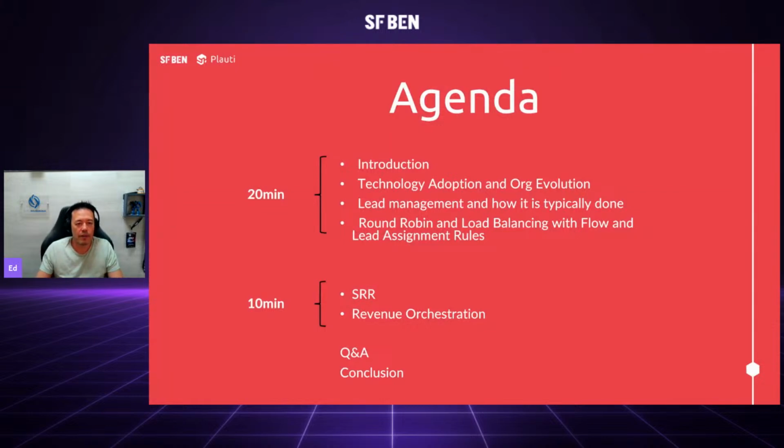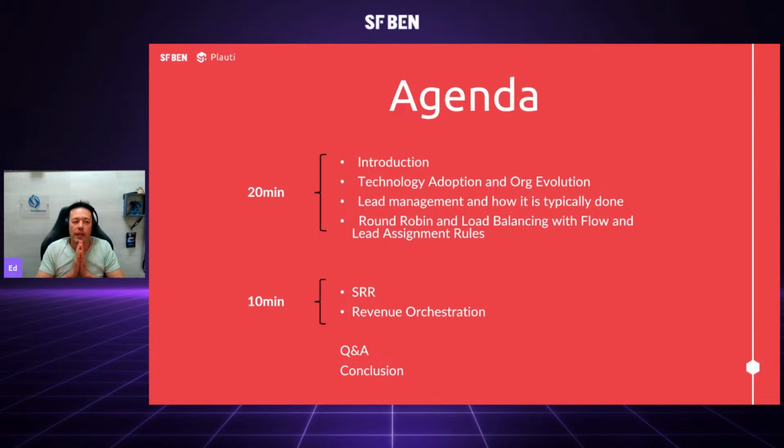So the first part of the session, we'll talk about those things, focusing on the out-of-the-box features and functionality, and then we'll spend maybe 10 minutes looking at Plauti's Super Round Robin lead assignment tool, and then finishing off with a bit on revenue orchestration, a bit of fancy terminology to finish off with. So I'll dive into the first slide, where we talk.